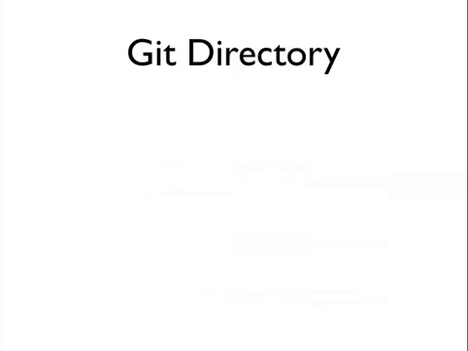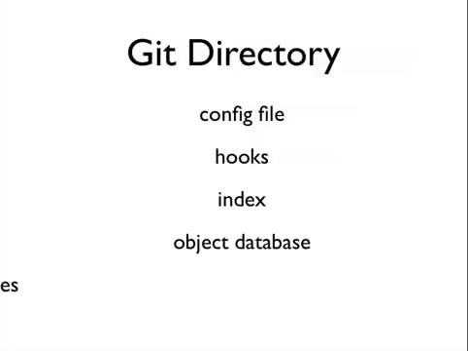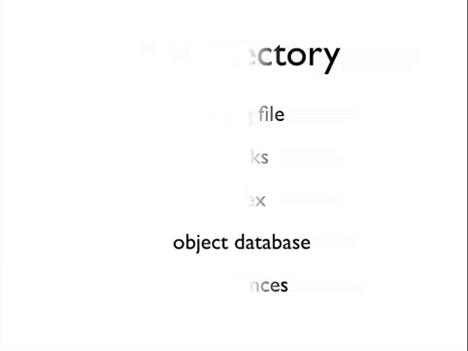Now within this directory, which is basically your repository, you have a configuration file that has per-repository configuration settings. You have hooks, which are sort of pre and post action hooks of some sort. They're simple shell scripts. An index file, which we'll get into in a minute, an object database that stores the content of the Git repository, and references, which we'll also mention in a moment.